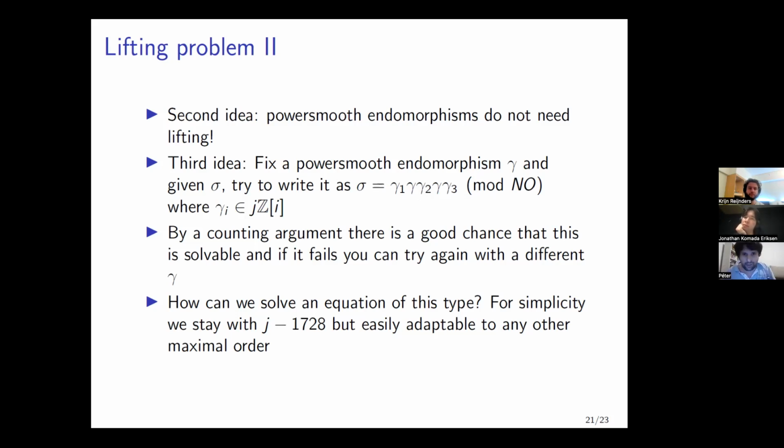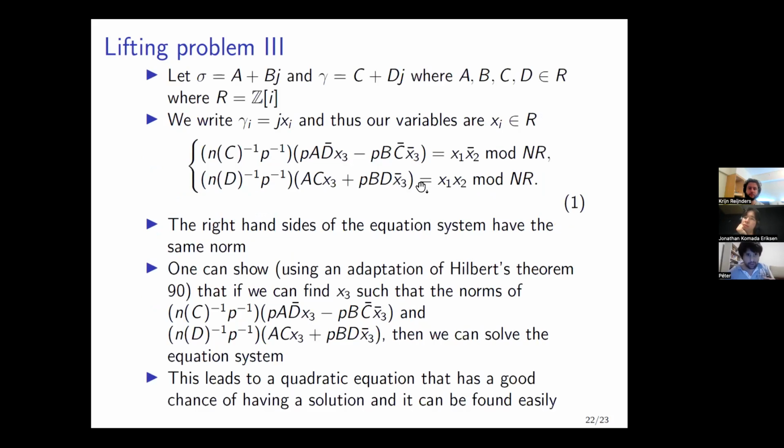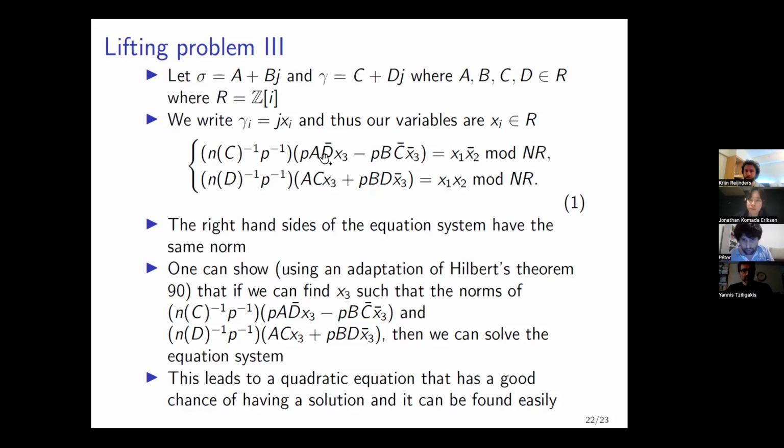But how do you compute this decomposition? You just write up what this actually is, and then you write and you write and you write, and it's quite convenient to use this notation that you write R as Zi. Then you end up with this equation system. NC is just the norm of C, and these are modular inverses. And then you have this type of equation, and you want to solve for x1, x2, and x3, which are also in R.